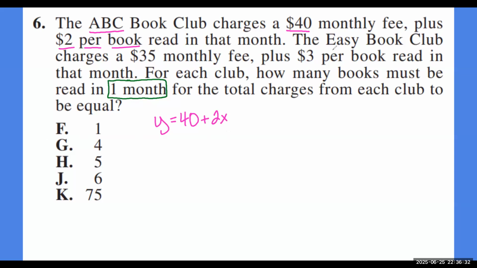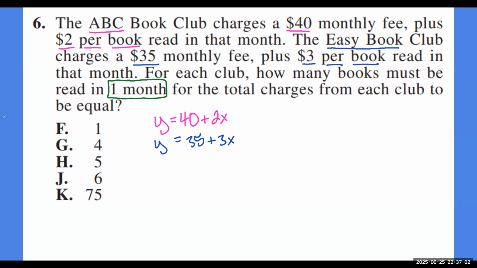All right, if we keep reading, we have the Easy Book Club, and it charges $35 for a monthly fee and then $3 per book. So again, we have a $35 fee that is not going to change because for this question, we're looking at 1 month, plus $3 per book. So the monthly fee is less, but the cost per book is more. And they are asking when these equations will be equal.